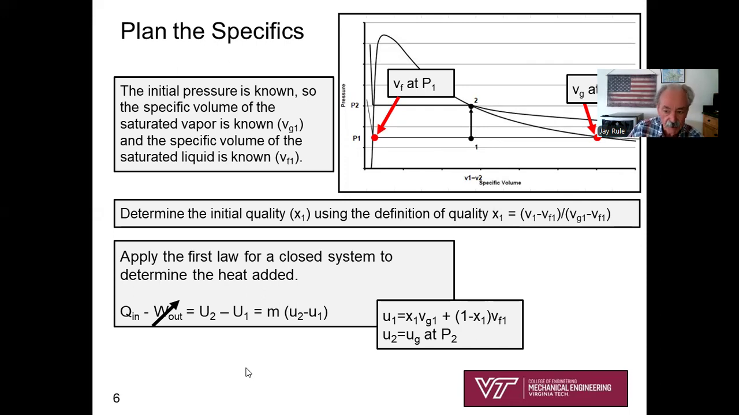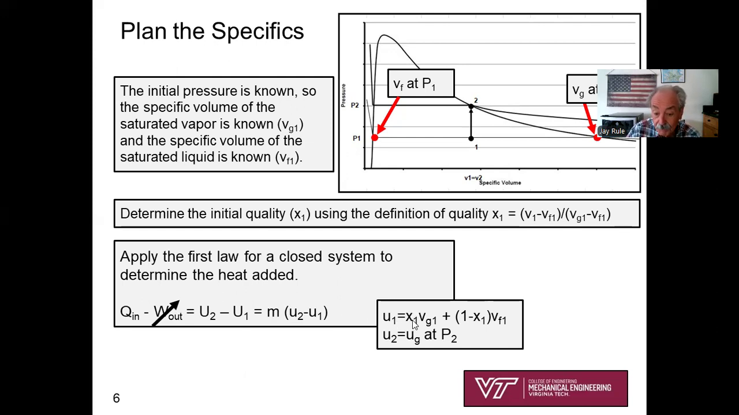We're going to use the first law or the energy balance. We'll write it out. Q in minus work out, which we just showed was 0, Q in equals capital U2 minus capital U1. That's going to be the mass that we're satisfied we can find times little u2 minus little u1. So I'm going to need to use steam tables to get little u2 and little u1. And here's how I'll do that.